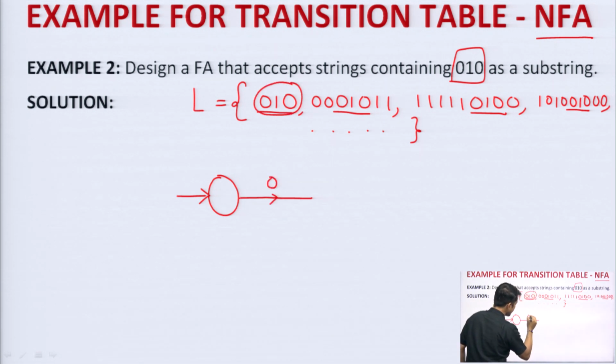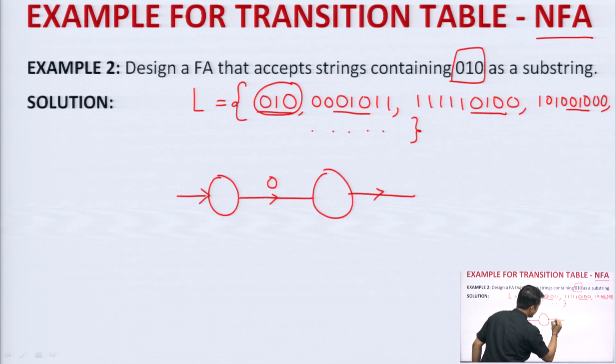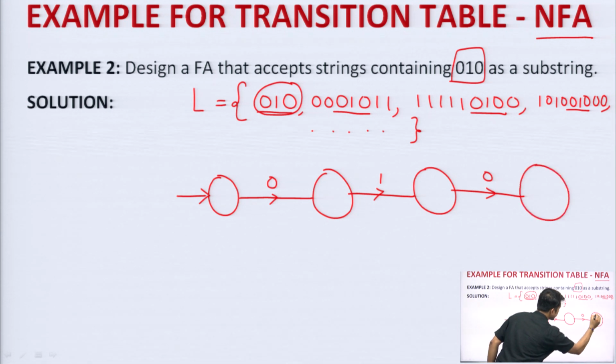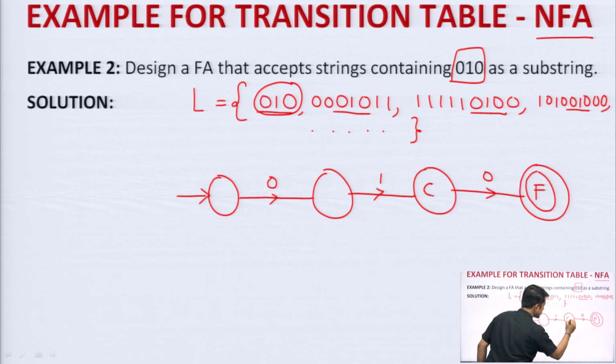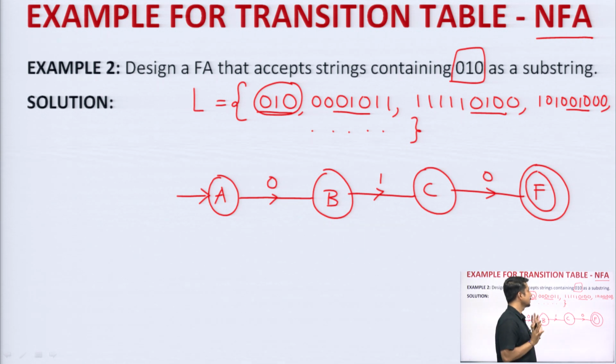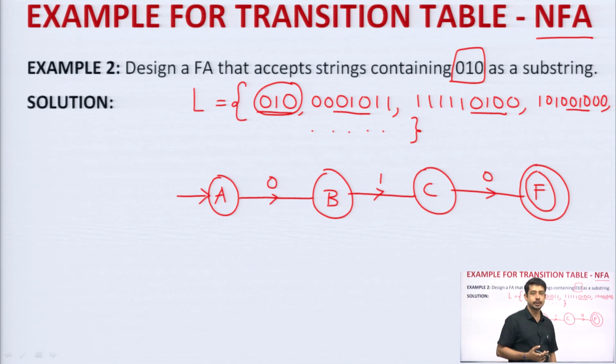So, I am having 0, I am having 1, I am having 0, and this will reach the final state. I have taken this as the final state, suppose C; these are the names of the states. So, 0 1 0 is accepted. Now I am satisfied that my restriction part has been done. I need to focus on the remaining maximum number of possible strings.